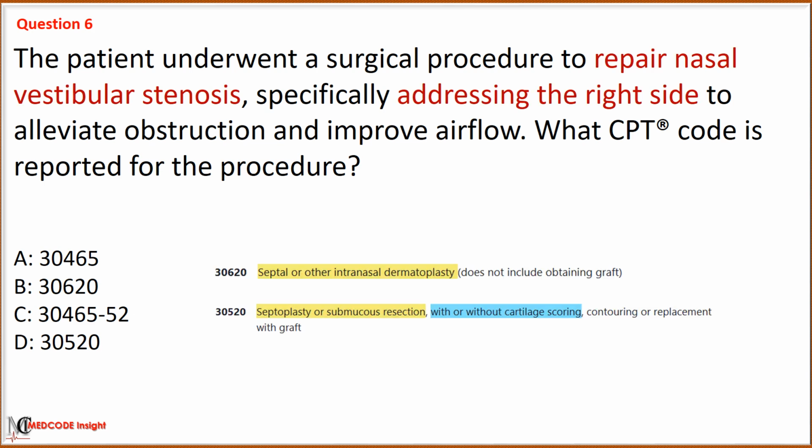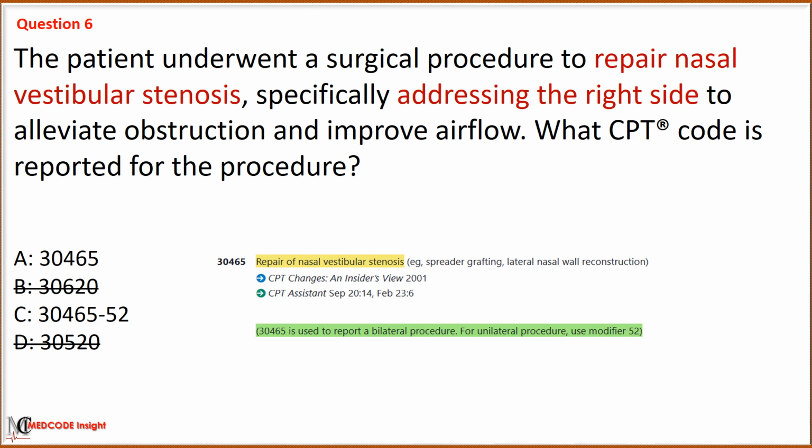In this scenario, the patient underwent repair of right-sided nasal vestibular stenosis. Based on the type of procedure performed, we first eliminate option B, which is used for dermoplasty, a surgical replacement of destroyed skin. We will also eliminate option D with code 30,520, which is used for septoplasty in case of deviated nasal septum.